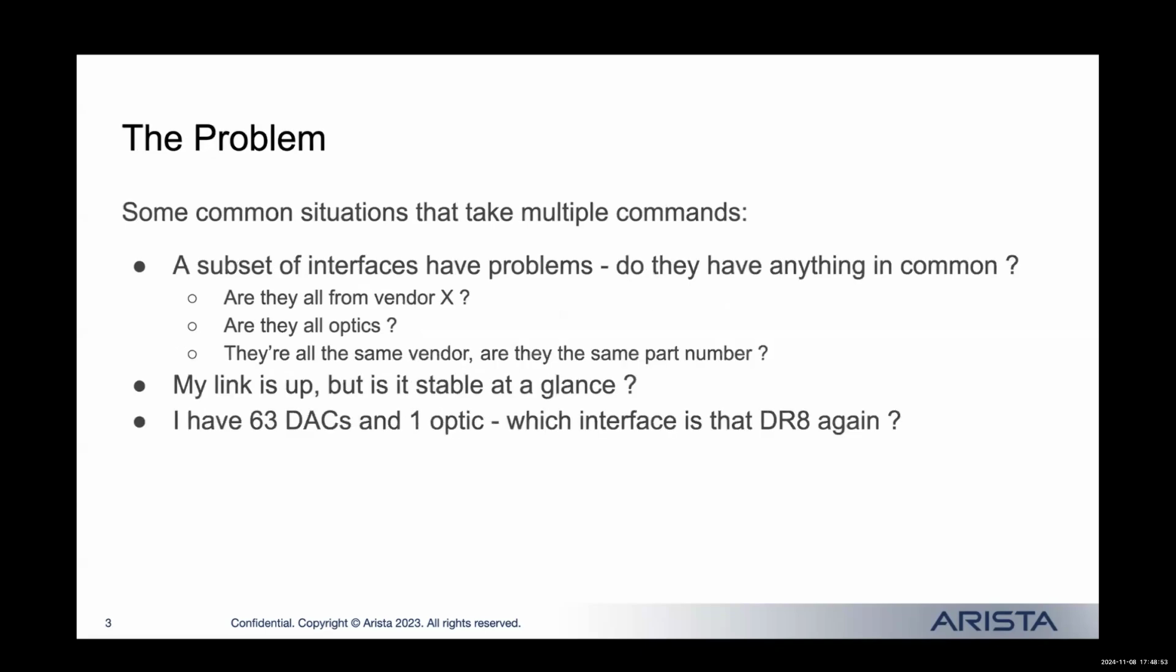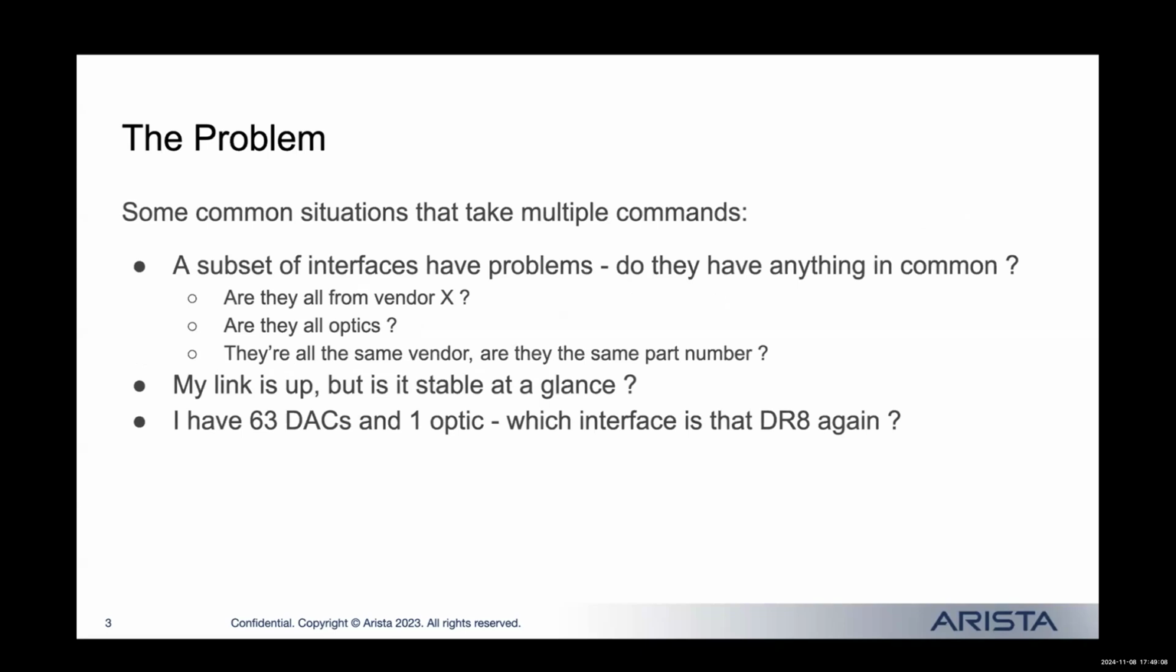The problem is that there are some common situations that take multiple commands. A subset of interfaces have problems. Do they have anything in common? Are they all from vendor X? Are they all optics or copper DAC? They're all the same vendor, but are they the same model number?